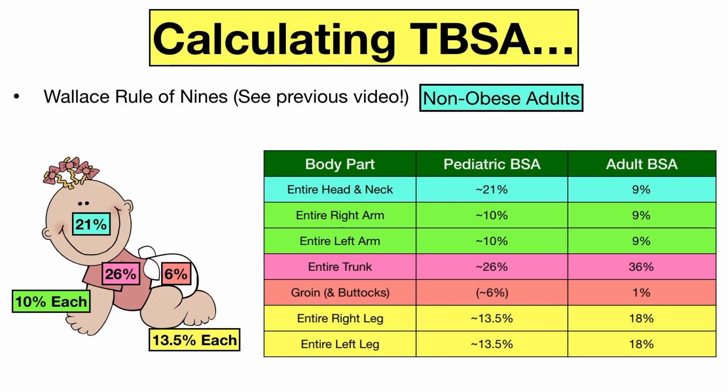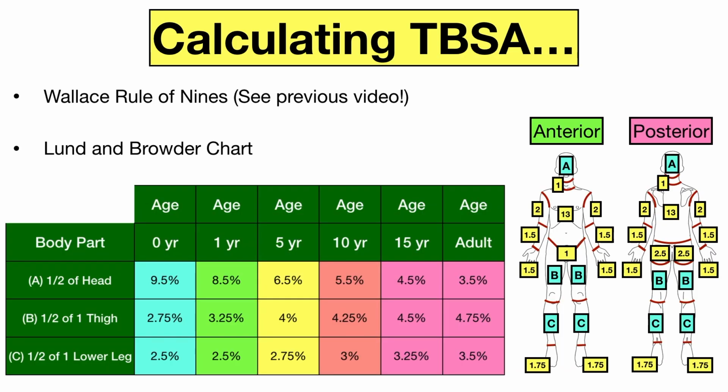This table and diagram will give you approximate percentages for infants and young children. These numbers will change in older pediatric patients. We can see the head is disproportionately larger at 21% instead of 9%, and the legs are disproportionately smaller at 13.5% each instead of 18% each. This is where the Lund and Browder chart comes into play.